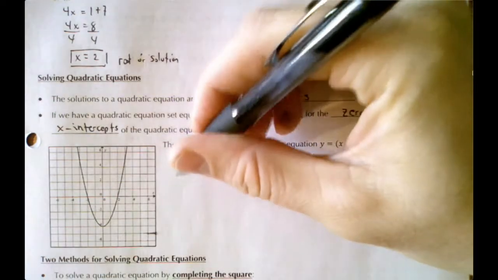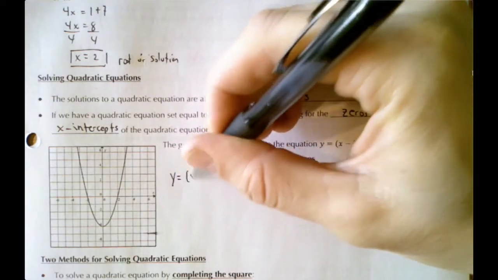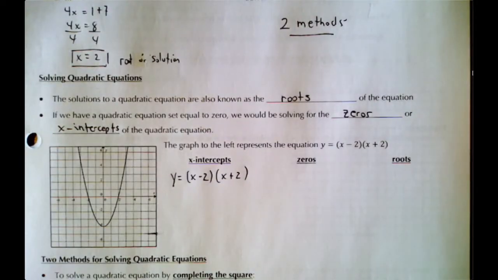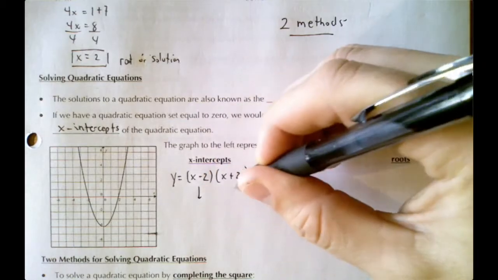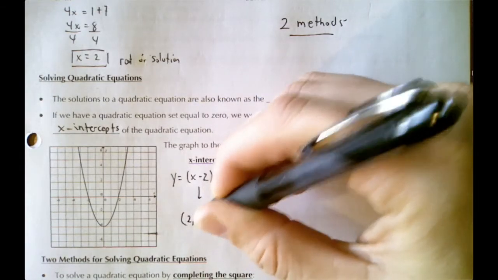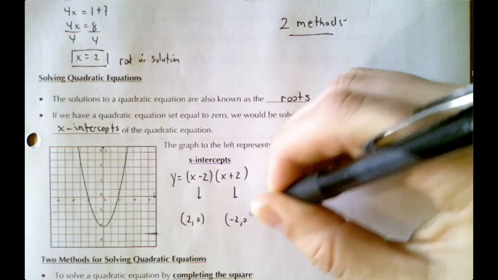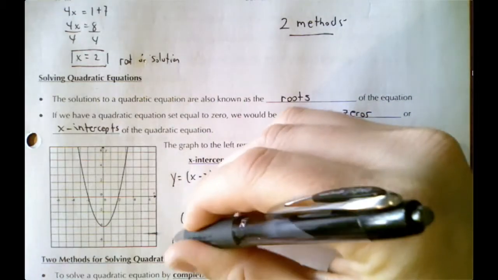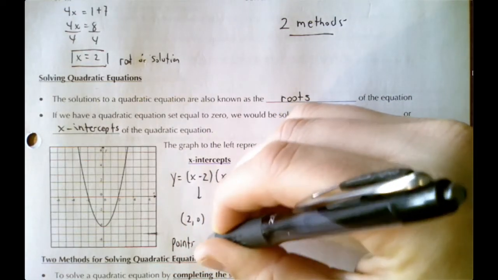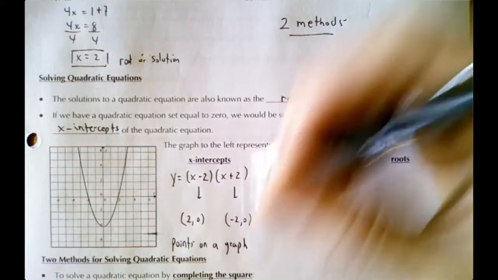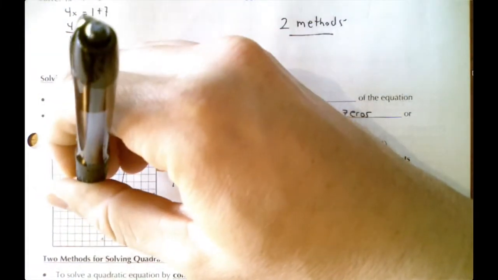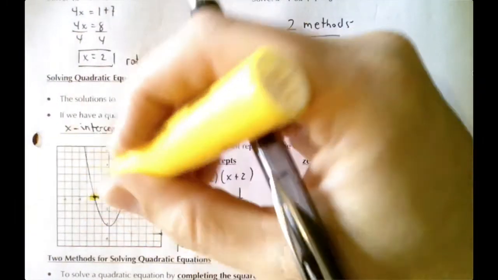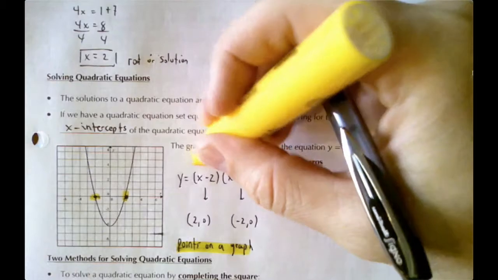X-intercepts: if we had the equation y equals x minus 2 times x plus 2, we could find them because each of these brackets leads you to one x-intercept. The x-intercept here would be 2, 0, and the x-intercept from this bracket would be negative 2, 0. The x-intercepts are points on a graph, at this point and this point. So when you see x-intercepts, keep in mind that they are points on a graph.